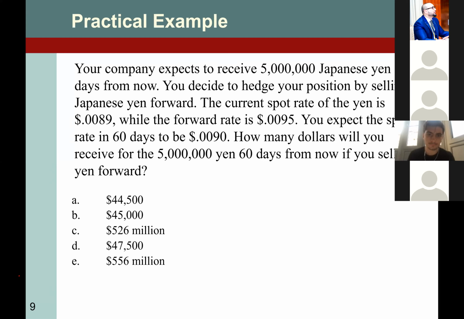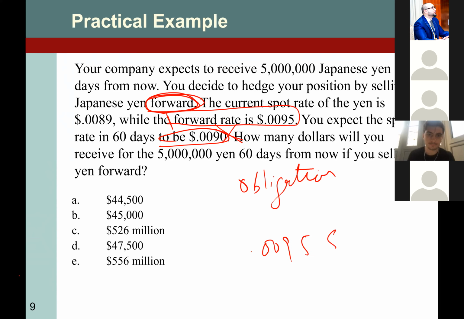Okay. Now think about that. What is your contract? Your contract is 0.0095. Your contract is forward. And what is forward? Forward means obligation, right? So whatever is in the market at the end is irrelevant. At the end, you will settle your obligation, what you have contracted. Your contract is $0.0095 over yen, right? And the question says, how many dollars would you receive?